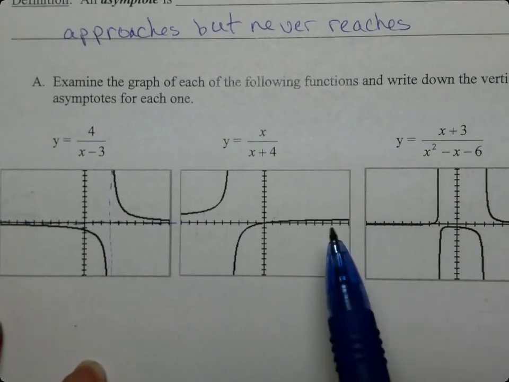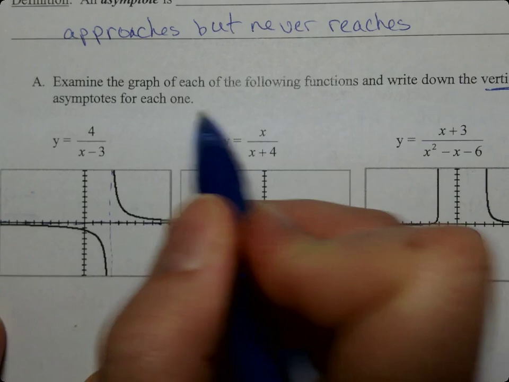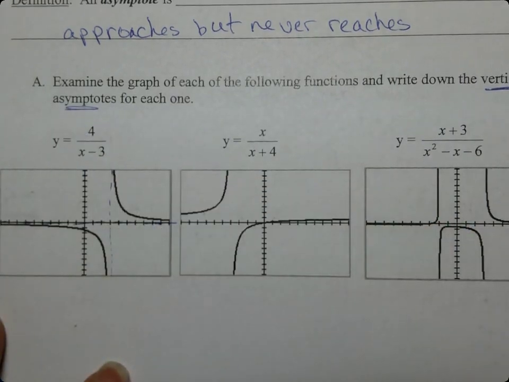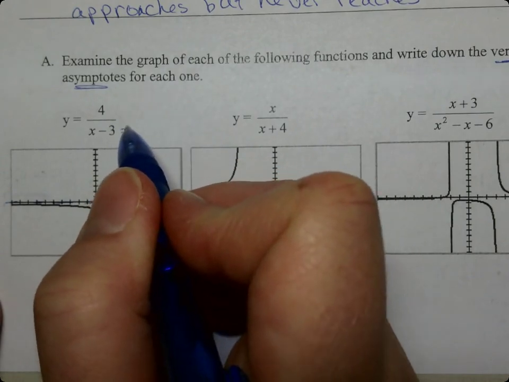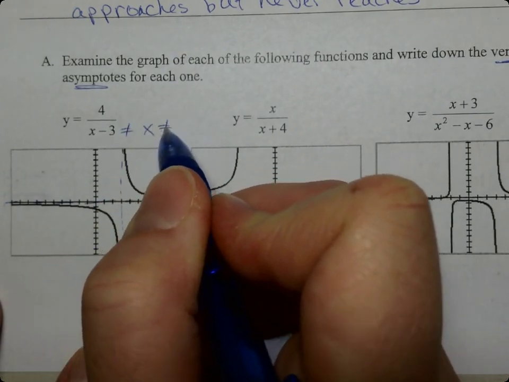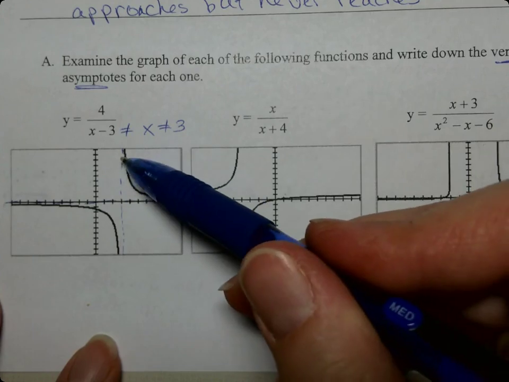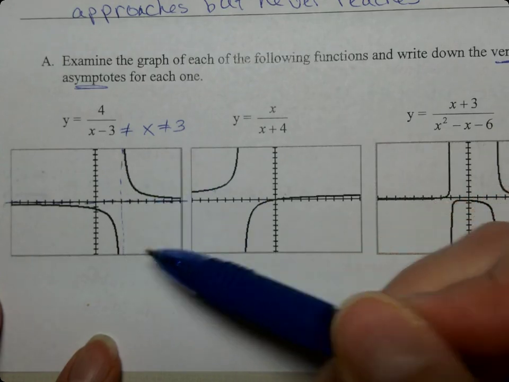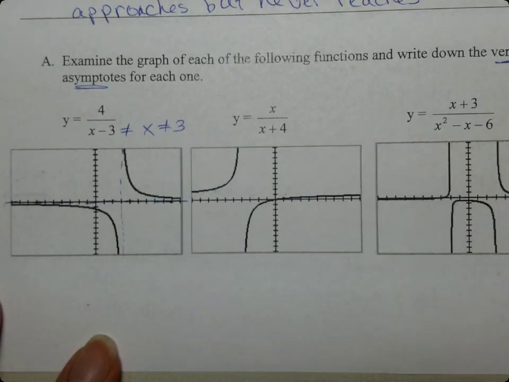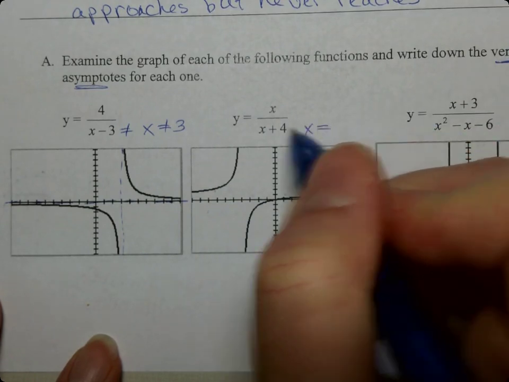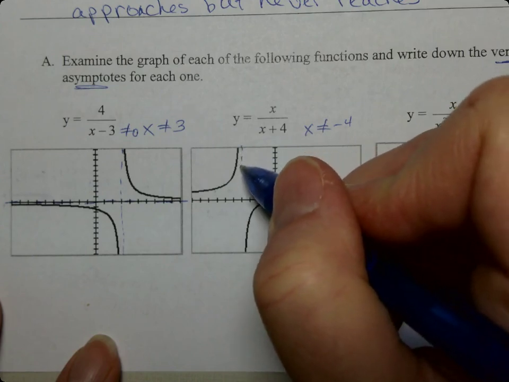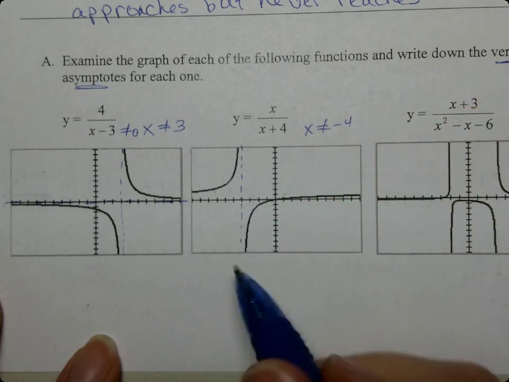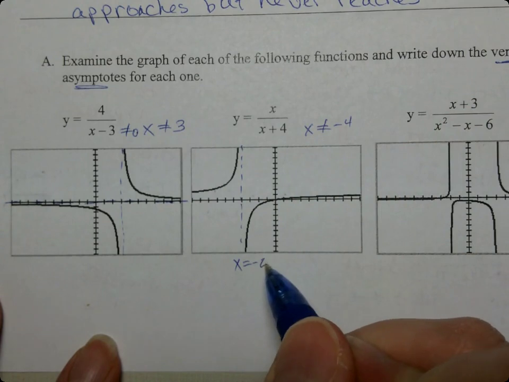First things first, we're only focusing today on the vertical asymptotes, okay? So if you look at this, look at the denominator. What would be the domain restriction here? X cannot equal 3. And do you notice that that is an asymptote? What's the domain restriction on this one? X cannot equal -4. And guess where there's an asymptote? Right there at x equals -4.